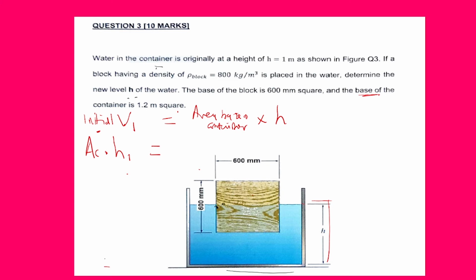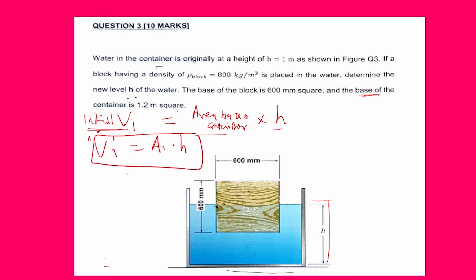So we say initial volume equals base area times the height. But what is the base area? We can simply do this. Volume of a container initially, before placing anything, equals the base area. Let's call the base area Area 1, times height.